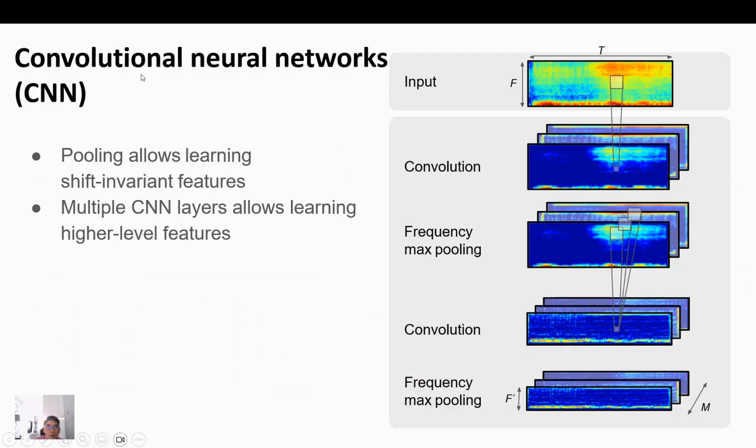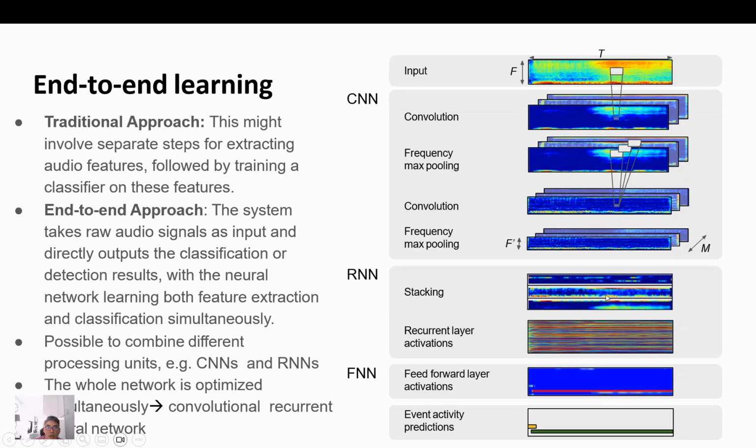Convolutional neural network (CNN) is pulling a lot of the learning of the shift invariant features. So you can see that for CNN, you have convolution, max pooling, and sometimes more than one or two layers. All right. So basically, these multiple CNN layers will allow the learning of high-level features. Okay. So this is a traditional approach that you see just now.